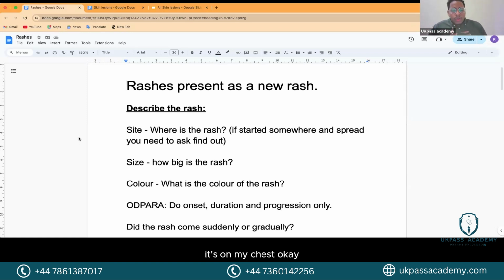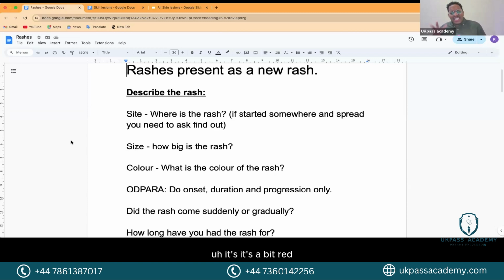So yeah, where's the rash? It's on my chest. Okay. And can you describe how big the rash is? It's quite big, actually. It's maybe like half my finger. Okay, I see. And what color is the rash? It's a bit red, but it's also a little silver. I don't know. Okay, I see.